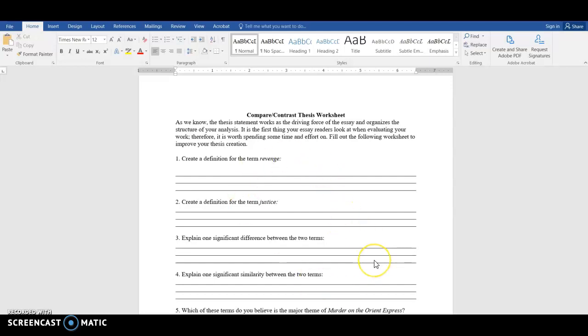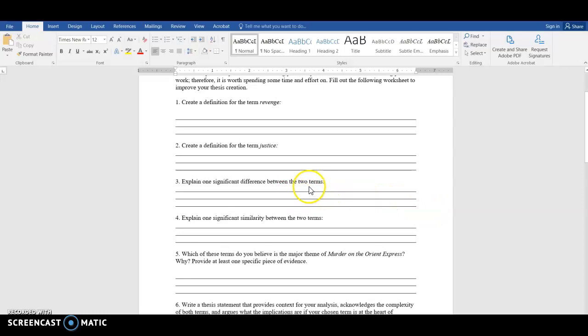So here's what you need to do in order to have all the elements present for a successful thesis. First, I want you to create a definition for the term revenge. Don't look this up in a dictionary, just define it as best you can based on your knowledge of the real world and based on your knowledge of our novel here. I also want you to create a definition for the term justice. So pretend that you write a dictionary, define revenge, define justice here for yourself.